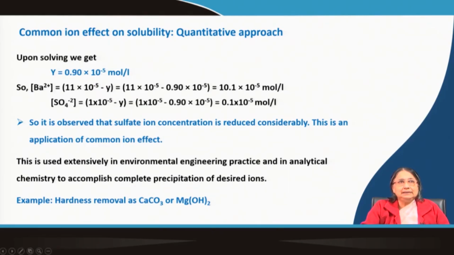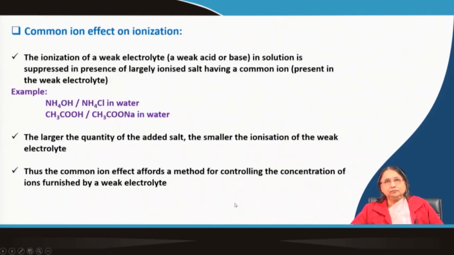This is used extensively in environmental engineering practice and in analytical chemistry to accomplish complete precipitation of the desired ions. This is also true for hardness removal. As I told you, from the outside we add some carbonate or hydroxide to precipitate calcium carbonate and magnesium hydroxide to remove the hardness.